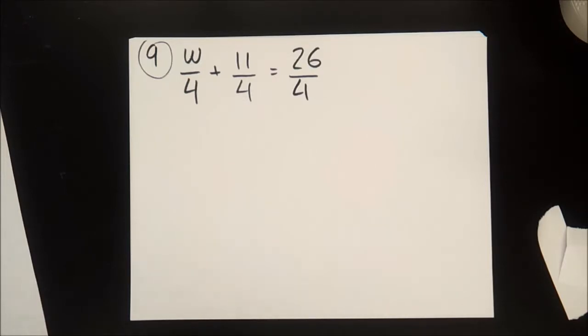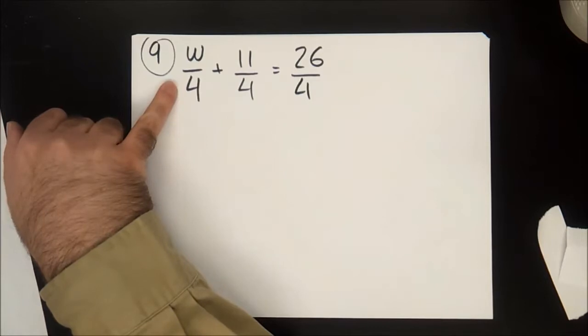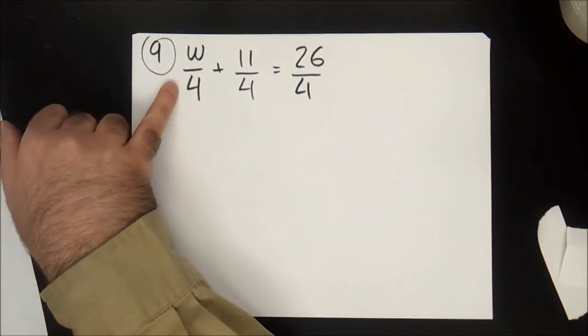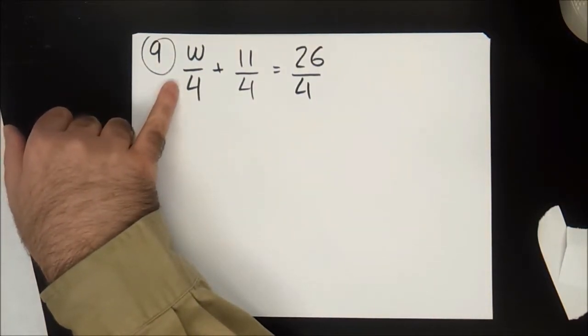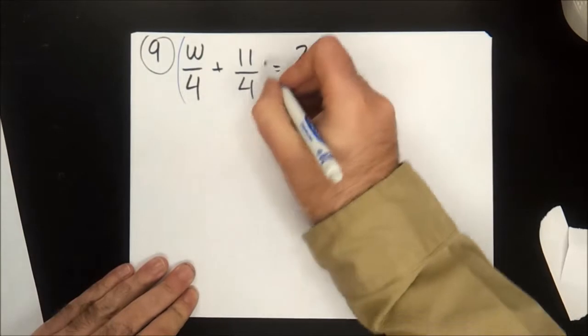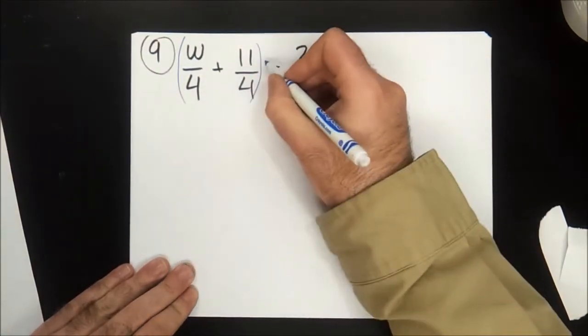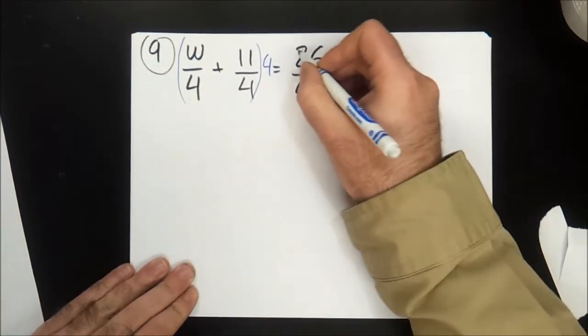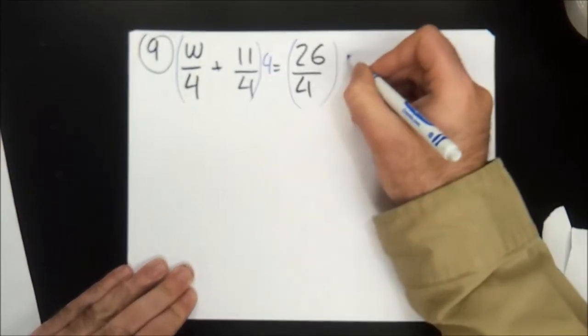And here they all have the same denominators, so you follow this simple strategy. Multiply both sides of the equation by the opposite of what you want to get rid of. So here, to get rid of the denominators, the denominators are divided by 4. To get rid of them, I do the opposite. What's the opposite of divide by 4? Multiply by 4. So I'm going to multiply the left side by 4. I want to multiply the right side by 4.